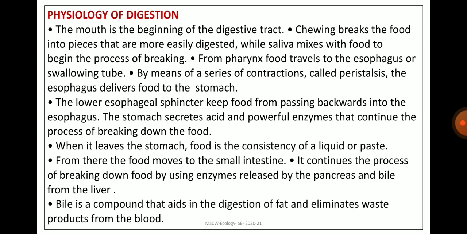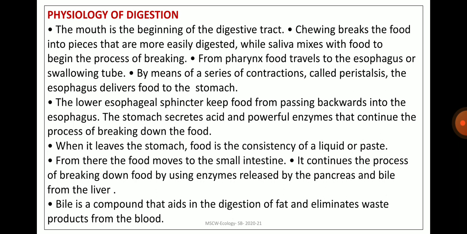The mouth is the beginning of the digestive tract. Chewing breaks the food into pieces that are most easily digested, while saliva mixes with the food to begin the process of breaking. From the pharynx, food travels in the form of bolus to the esophagus or swallowing tube. It's also called the conducting tube. By means of a series of contractions called peristalsis, the esophagus delivers food to the stomach. The lower esophageal sphincter keeps food from passing backwards into the esophagus.